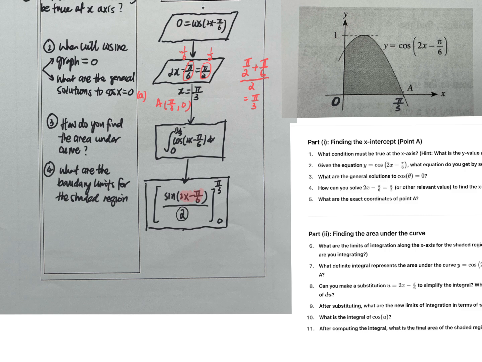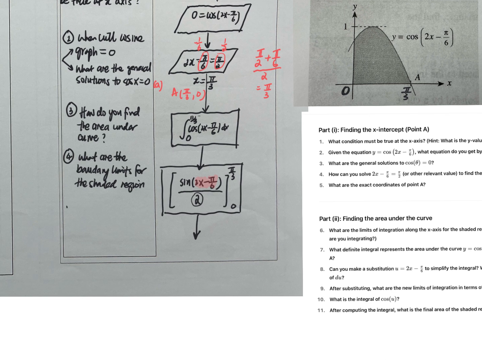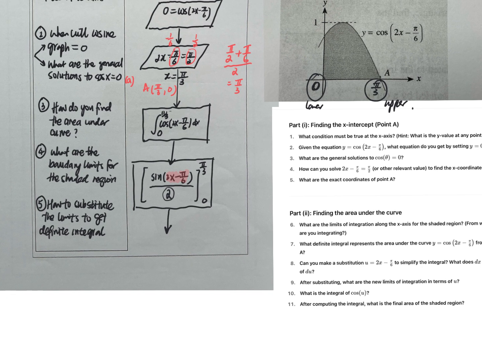Okay, so after you put in, you must learn how to substitute the limits to get the definite integral. Boundary limits, yeah. The upper and lower limit. Like from here, this is the lower limit. This is the upper one. Can you see the area is bounded from 0 to pi over 3?